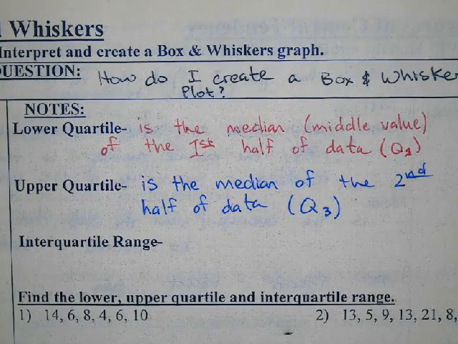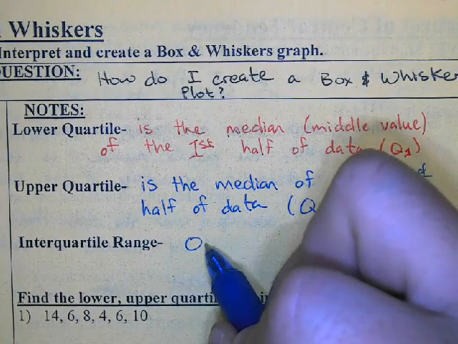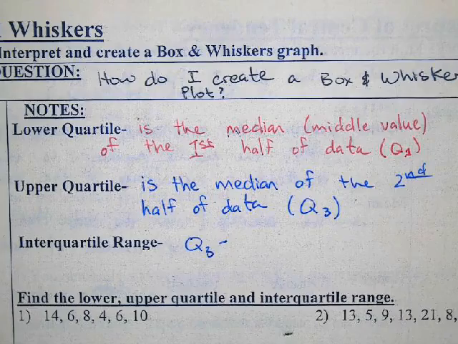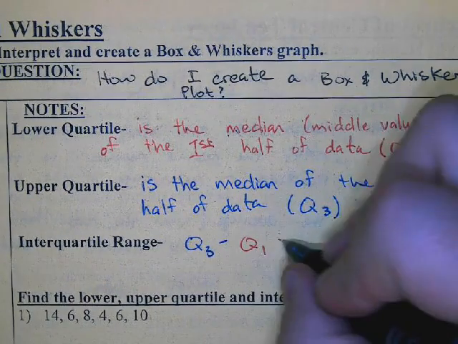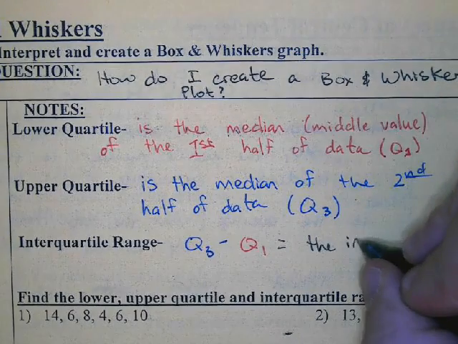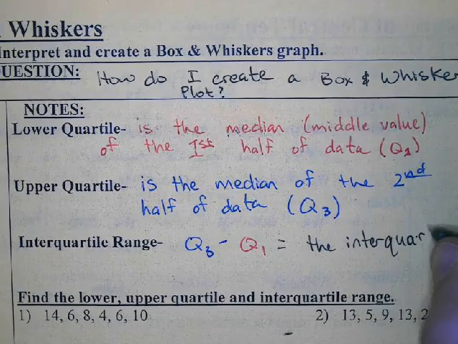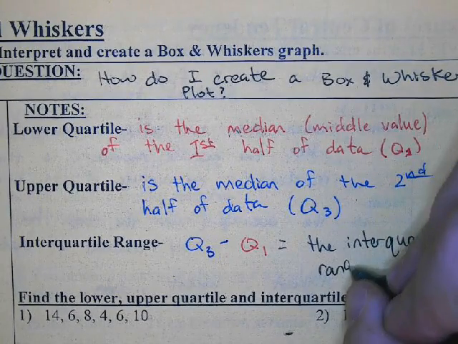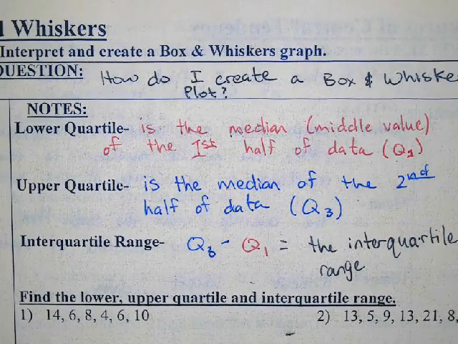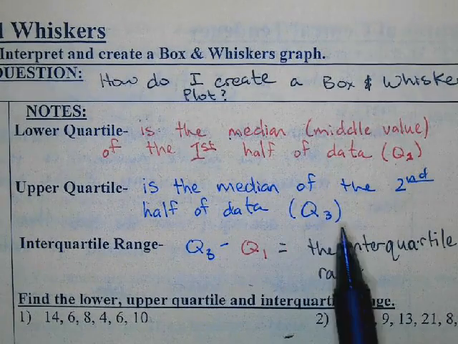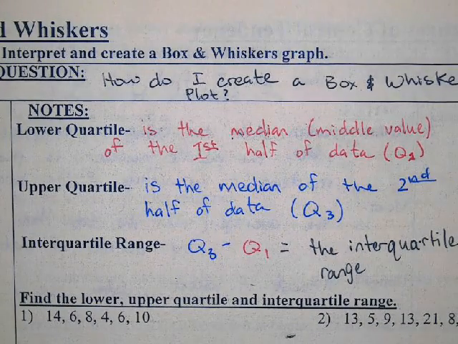The interquartile range is simply Q3 minus Q1 equals the interquartile range. So it's the range between the two quartile numbers. Like when we're finding the range of the whole data, we take the max minus the min. Now we're just taking the upper quartile minus the lower quartile, and that's the interquartile range.